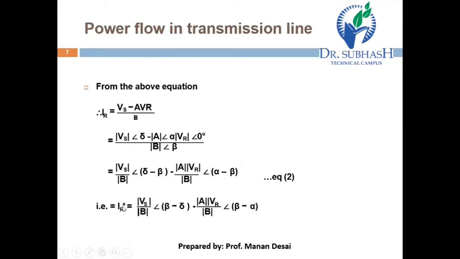So for IR conjugate, we can say VS upon B, we can shift the position of beta and delta: beta minus delta, minus AVR upon B at angle beta minus alpha. We can shift the earlier position, and now it is beta minus delta. Earlier it was delta minus beta. You can see here.